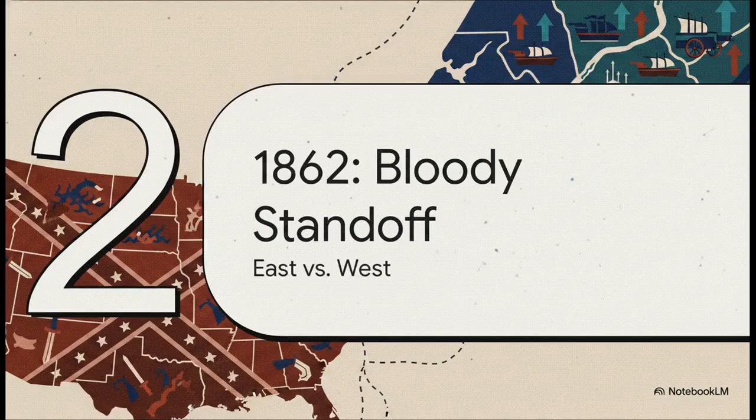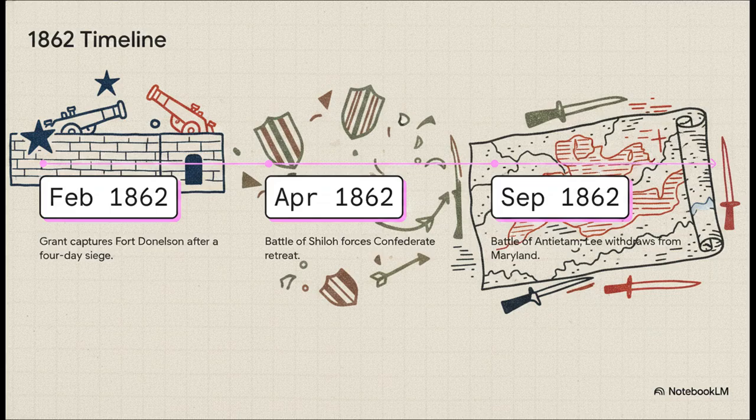Moving right along to Section 2, 1862, bloody standoff. This year is defined by a wild geographic contrast. While the Union forces were making some really solid strategic gains in the Western theater, they were hitting a massive brick wall in the East.